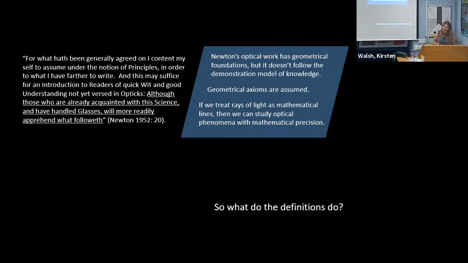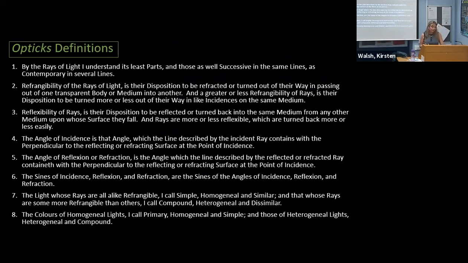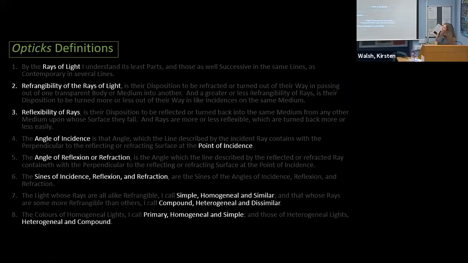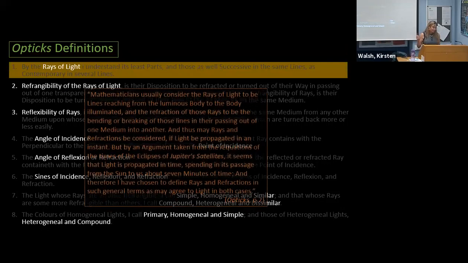So what do the definitions do in all of this? Well, here are the definitions. He tells us what a ray of light is. He defines what refrangibility of rays of light is, and reflectability, what that means. He tells us how to define angles of incidence and refraction and so on.